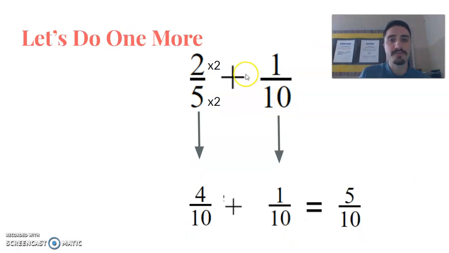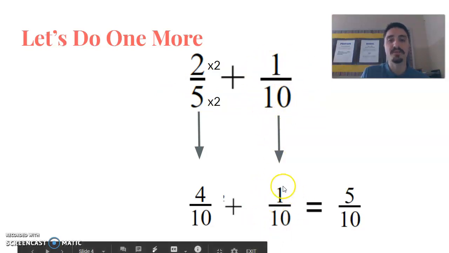In this problem, I have 2/5 plus 1/10. I cannot add these fractions. The denominators are different. This has a denominator of 10. This has a denominator of 5. So again, I ask myself, what denominator can I get both of them to be? I know I can multiply both of them up to 10. Well, this is already 10. So 1/10 is going to stay 1/10.